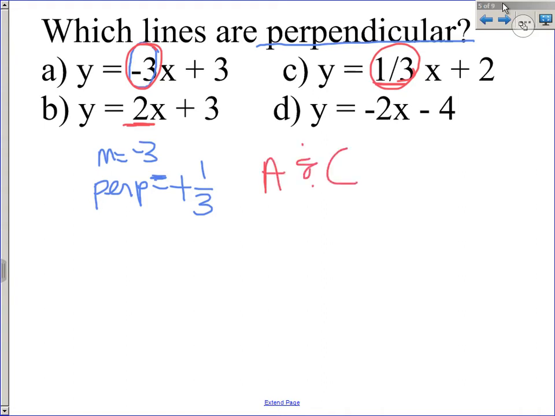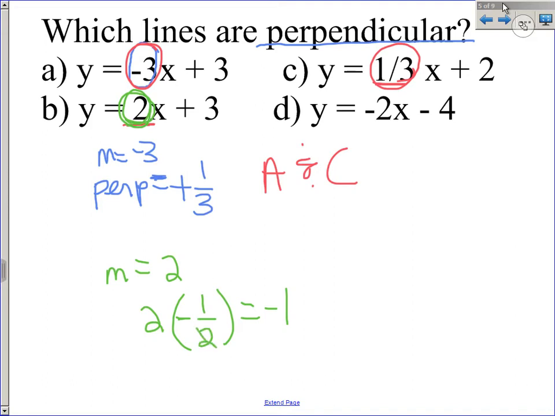So let's go back to B. The slope here is 2. And I'm going to approach this a little bit differently. So if the slope is 2, if m equals 2, 2 times what number equals -1? Well, since 2 is positive, the number would have to be negative, and I know it'll be the reciprocal, so it would have to be -1/2.